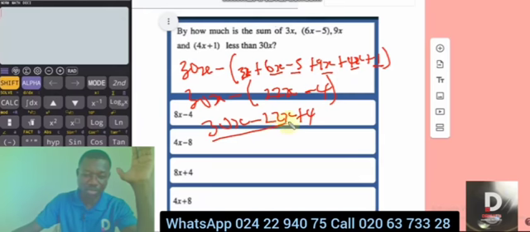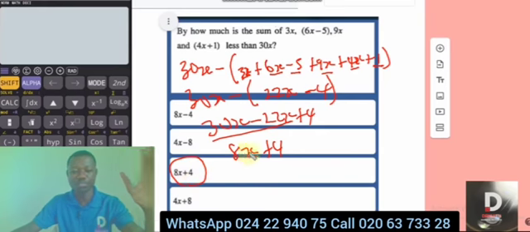Because they are like terms, you can subtract them. What do you have? You have 8x plus 4. So the answer is option B. That is the correct answer.